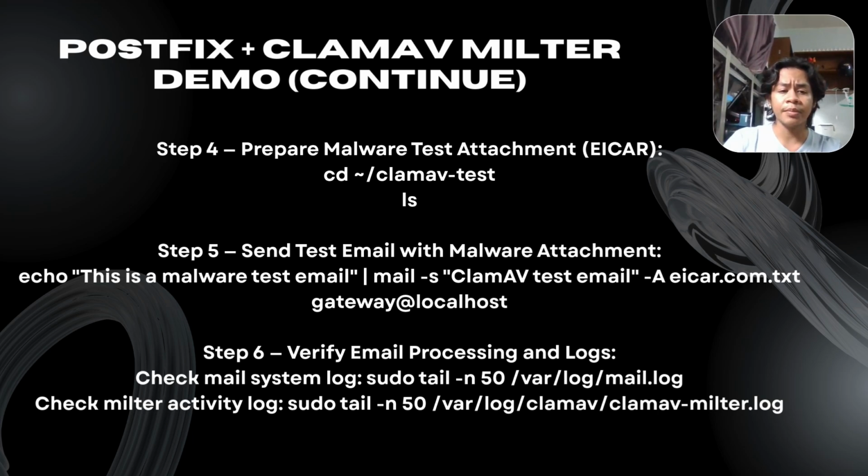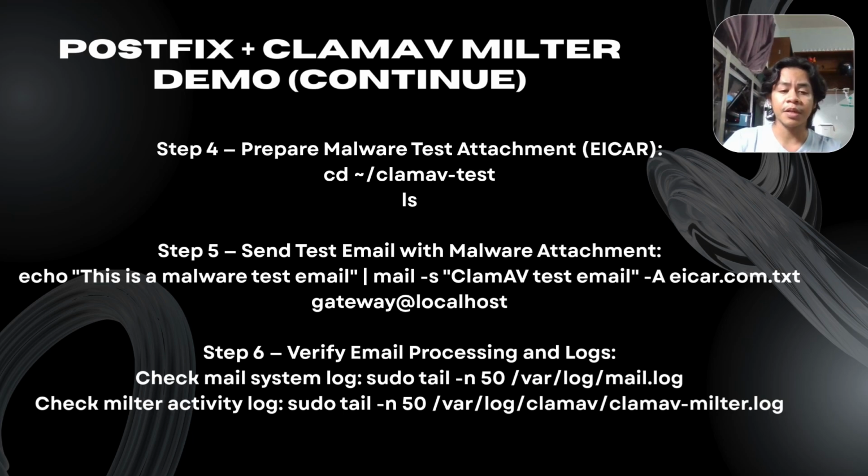Next, we go to step number 4. Step number 4 is to prepare the malware test attachment. It is to navigate to the test directory. We use the command cd clamav-test to go to clamav-test first, and we ls to ensure the file exists. We search for the eicar.com.txt. If not present, we will use the other commands to input the eicar.com.txt.